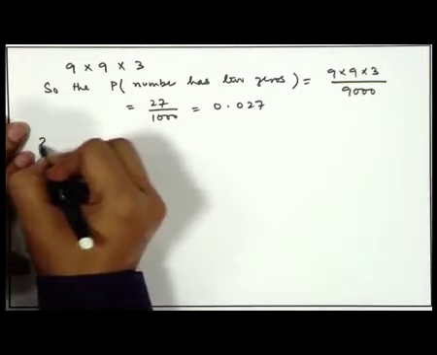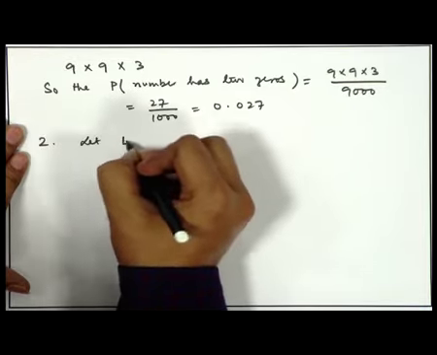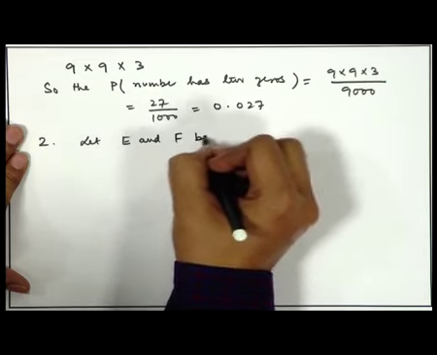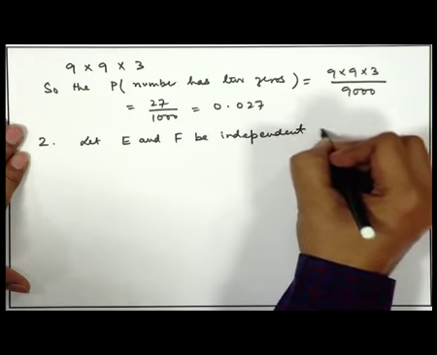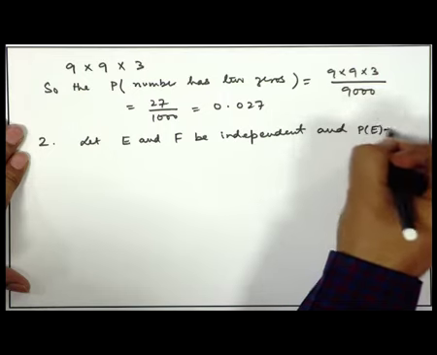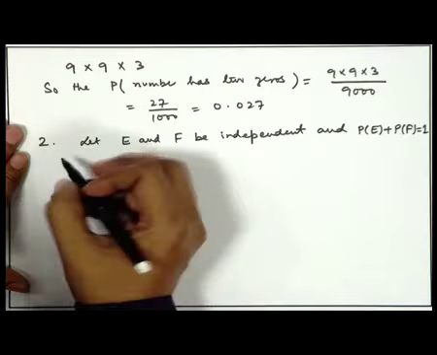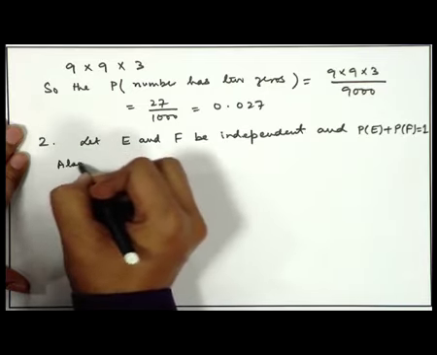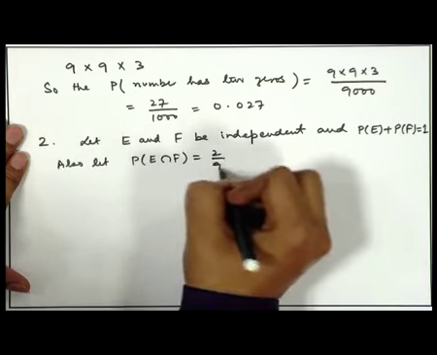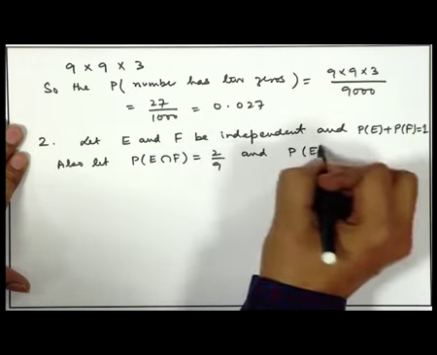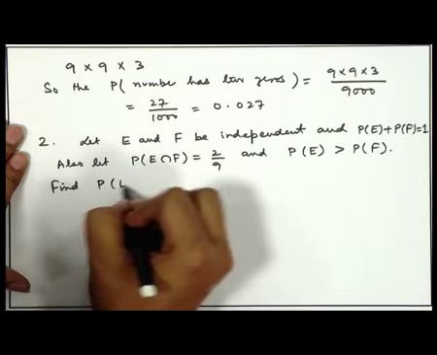Let us take another problem in which the set theoretic notations are used. Let E and F be independent and probability of E plus probability of F is equal to 1. Also, let probability of E intersection F be equal to 2 by 9 and it is given that probability of E is greater than probability of F. Then you have to find probability of E.